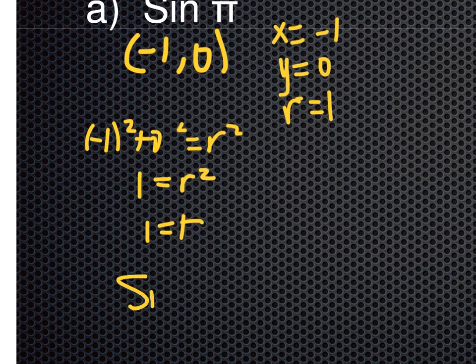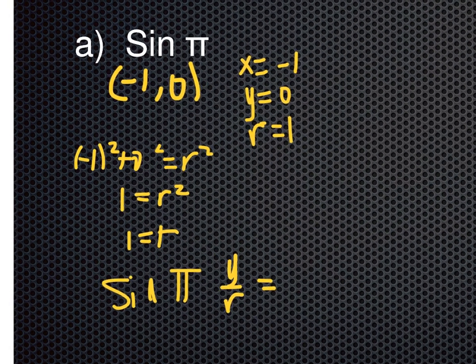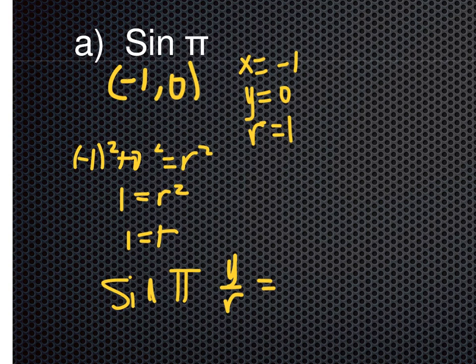So sine of pi, what is it? Y over r. What's my y value? 0 over r. So it's 0. Could you just look at that and know that sine is the y value? Yes.